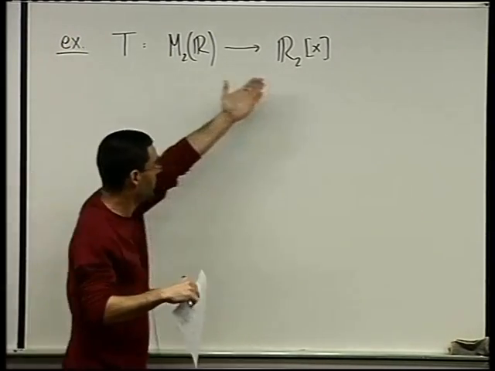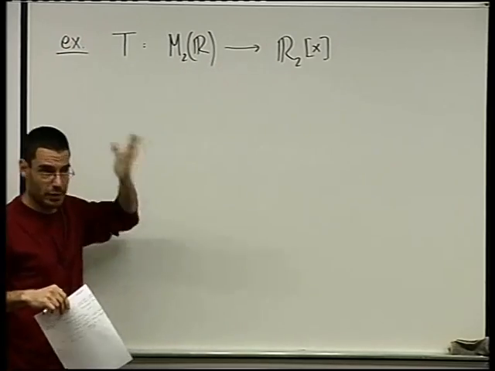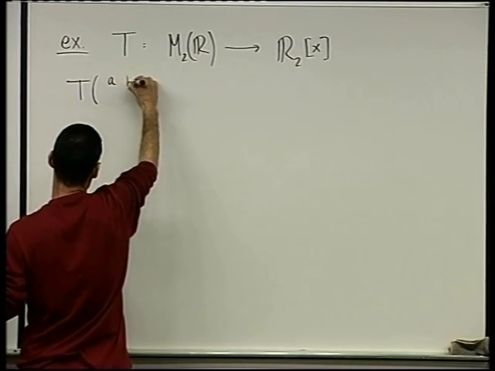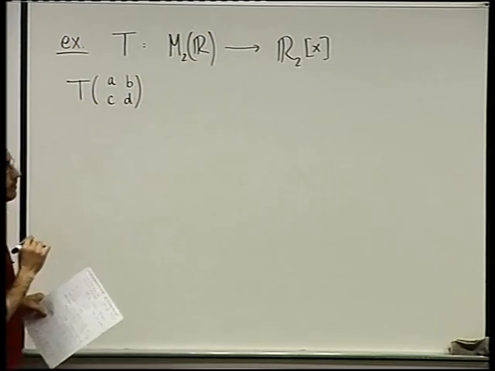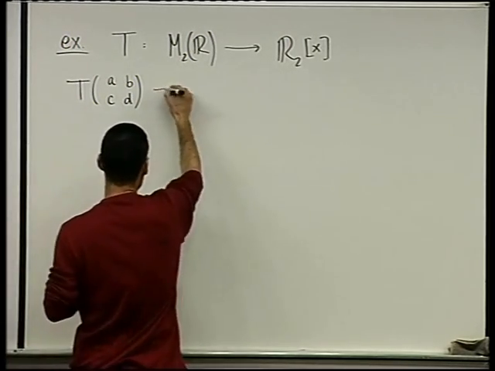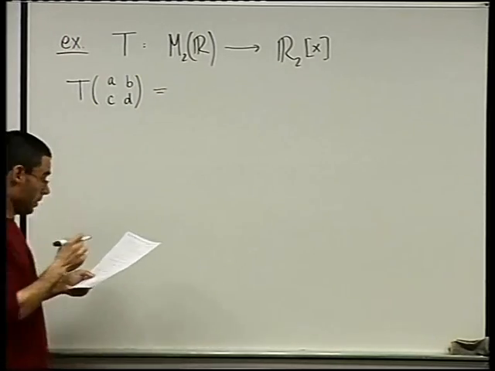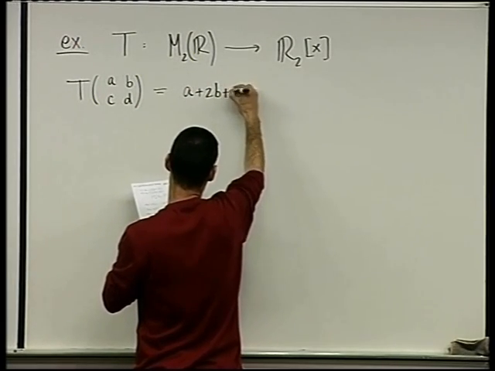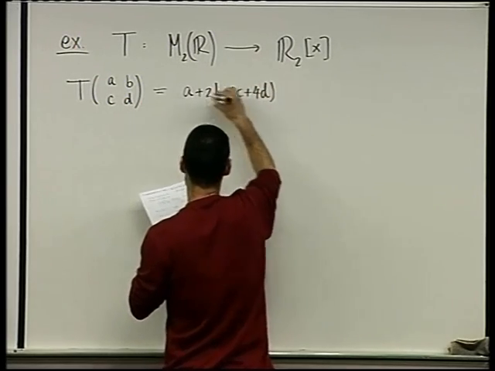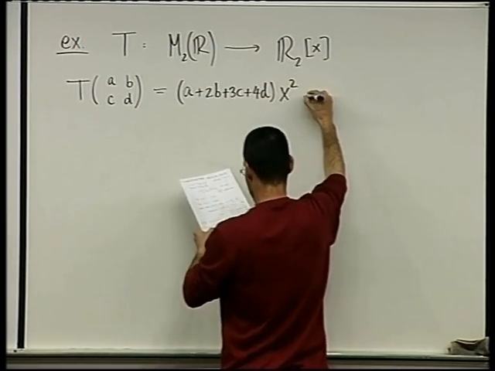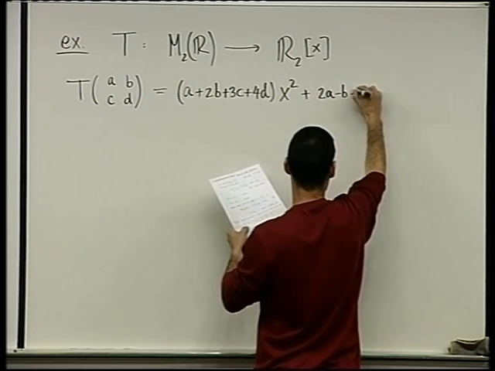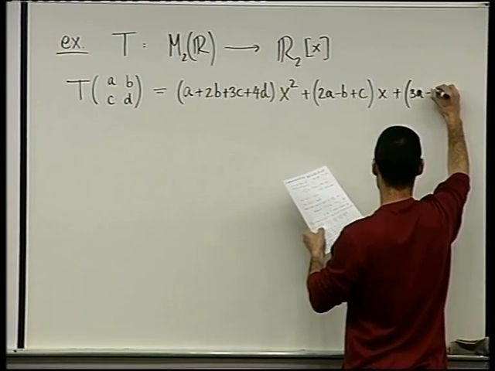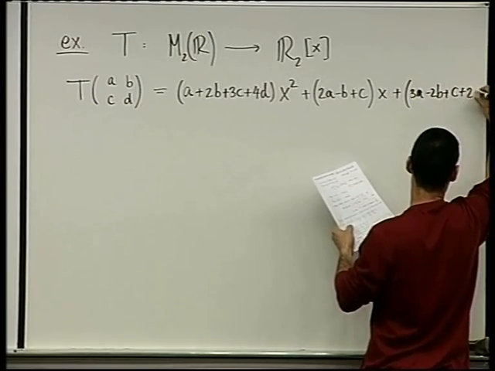You can't take a basis for this and a basis for this and have the same basis. They're different spaces. Okay? And the way T is going to be given is I have to tell you what T does to a 2 by 2 matrix, and it should spit out a polynomial, right? So the polynomial it gives is the following: a plus 2b plus 3c plus 4d times x squared plus 2a minus b plus c times x plus 3a minus 2b plus c plus 2d.